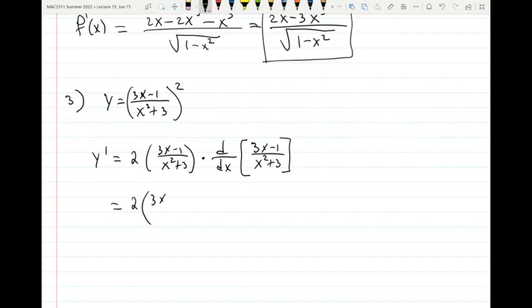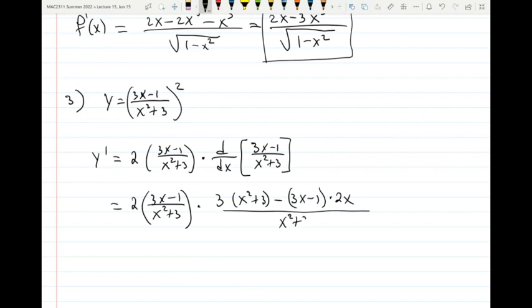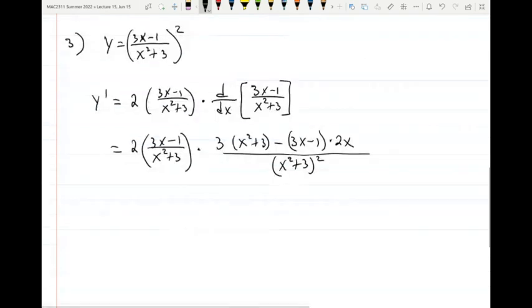Let's do it. So that's 2 times this, times, now I'm going to use quotient rule: derivative of the top, which is 3, times the bottom, x squared plus 3, minus the top, 3x minus 1, times the derivative of the bottom. What is it? 2x. All divided by the bottom squared. Do you understand this?